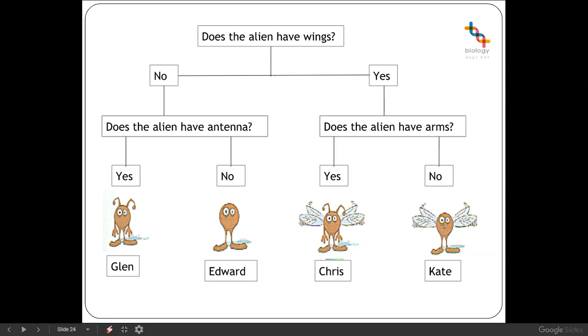There is no right or wrong or definite answer when it comes to a branching key, as long as you have the main processes, as long as you've got one question with a yes or no answer, and then a secondary question with yes or no answers, which are splitting up your 2 groups.